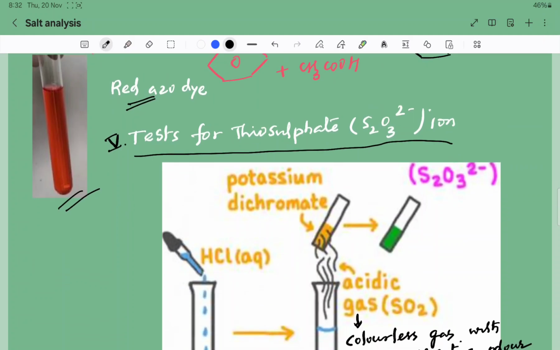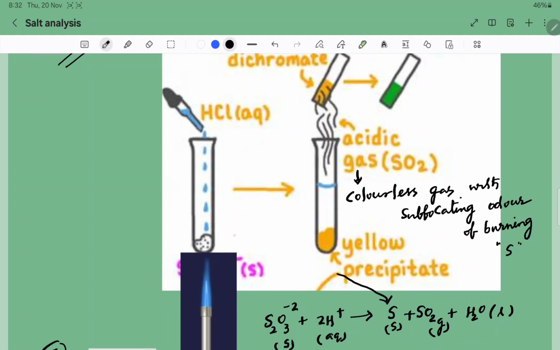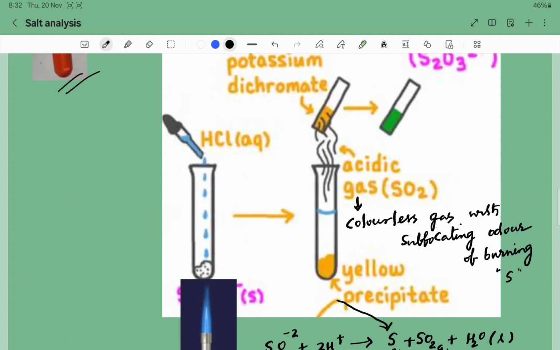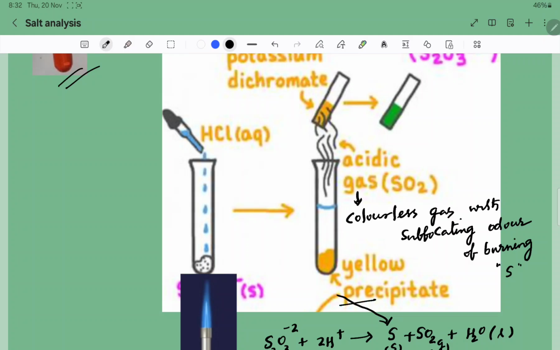So now the last test we will discuss, student, the test for thiosulfate, S2O3 2 minus. Already we discussed, student, if you add dilute HCl or H2SO4, it usually releases what? SO2 gas. Now look at this salt, student. The salt containing S2O3 2 minus, add dropwise dilute HCl or dilute H2SO4 followed by heating, student. After some time, a yellow precipitate is obtained and it releases an acidic gas like SO2. It is a colorless gas with a suffocating odor, burning like sulfur.